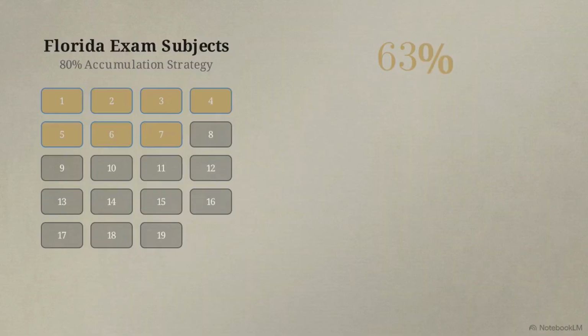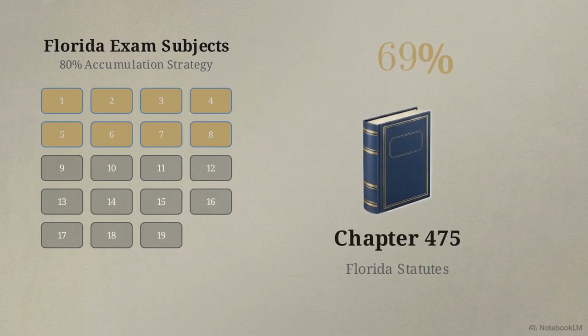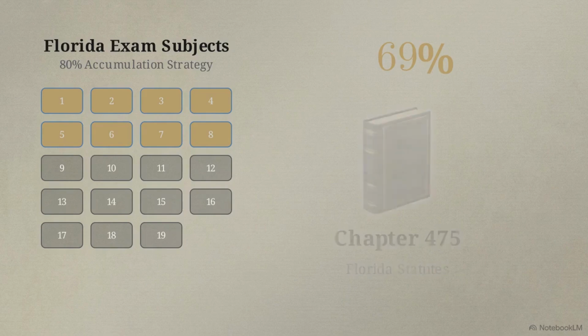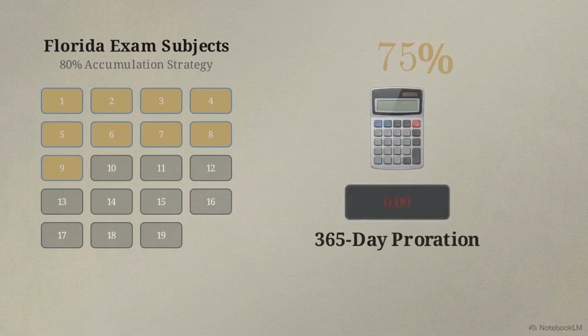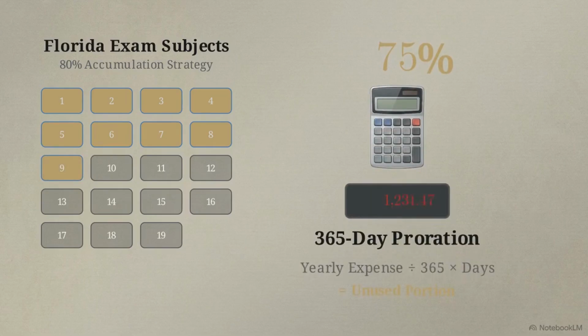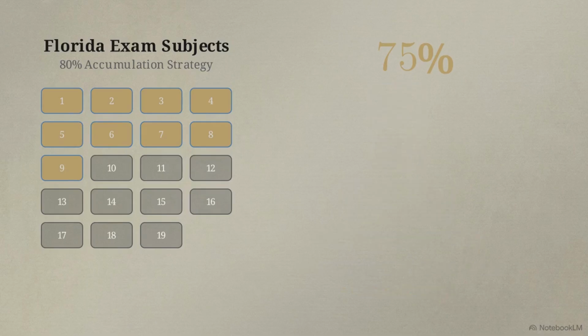The counter hits 69% with Priority 8, license law. This section brings 6 questions directly tied to Florida statutes, specifically Chapter 475, which establishes your legal rights as a licensee while protecting the public welfare. Priority 9 adds 6 questions on math and closings. You'll need to walk through specific accounting logic, like using the 365-day proration method to calculate a buyer's unused portion of hazard insurance at closing.